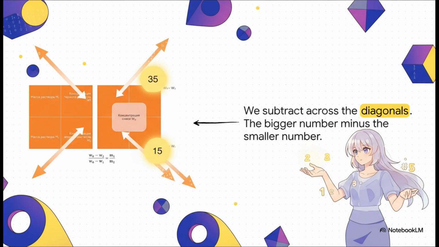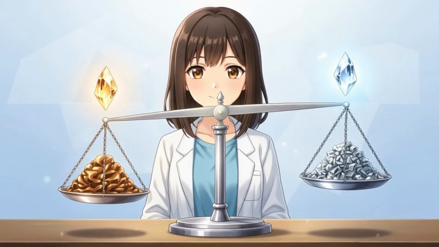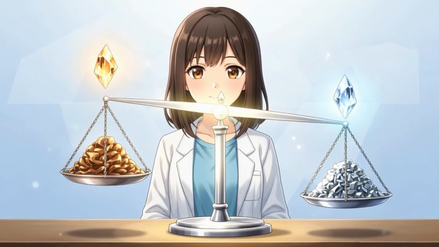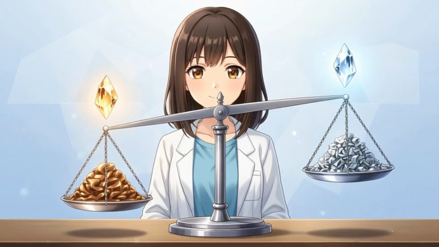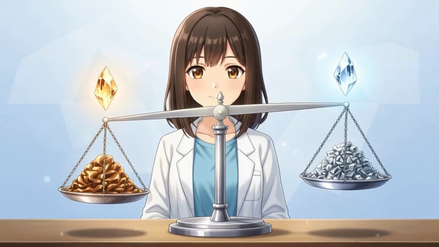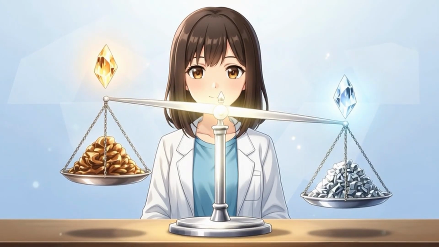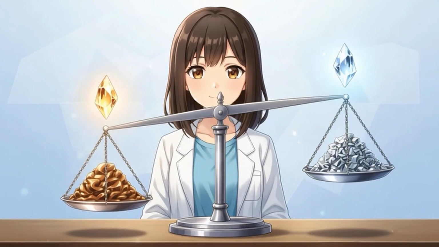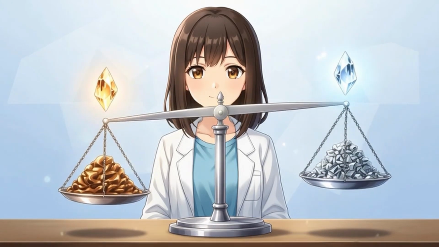Now for the other diagonal. Our target, 30, minus 15. That gives us 15. We pop that on the bottom right. And believe it or not, all the hard math is already done. So the big question is, what do these new numbers, 35 and 15, actually mean? They're not just random numbers. This is the punchline. This is the exact ratio of the two alloys that we need to mix together.